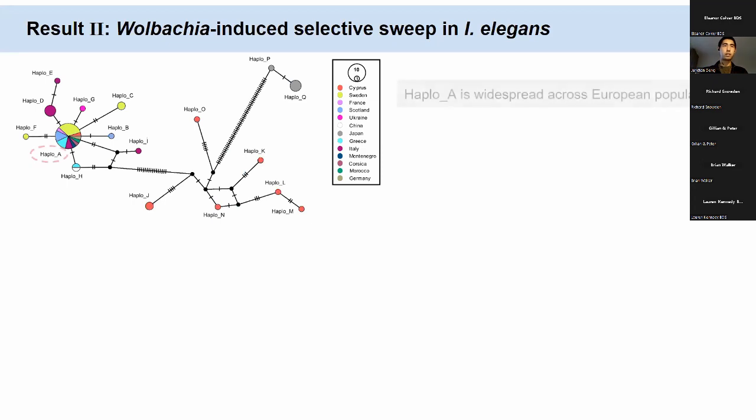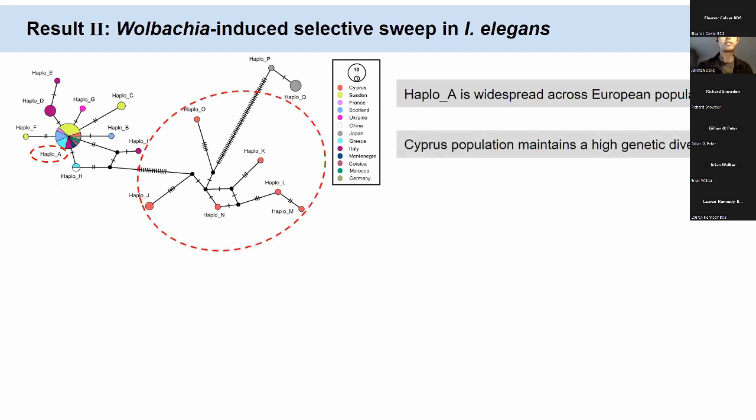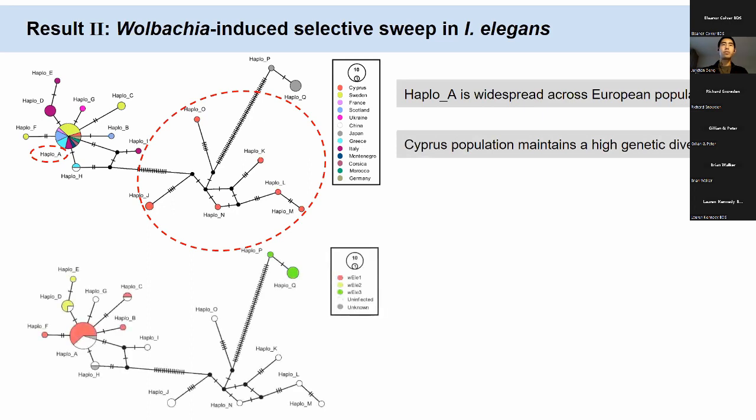And first, we can see that haplotype 1 is very common, commonly seen in many European populations. And if we look at the Cyprus populations, it turns out that it maintains a very high genetic diversity because it has a lot more haplotypes. And if we look at the infection, this is the same haplotype network, but the second one was colored by the infection.